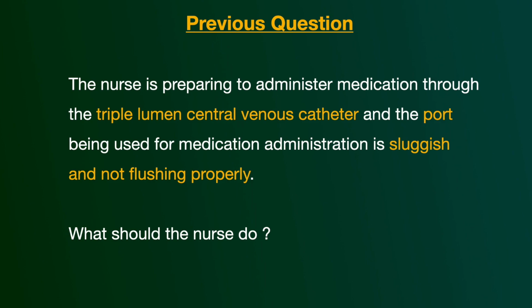So the question was, the nurse is preparing to administer medication through the triple lumen central venous catheter and the port being used for medication administration is sluggish and not flushing properly. What should the nurse do?